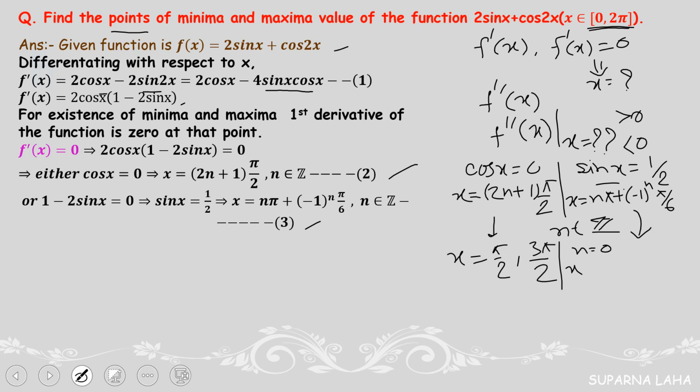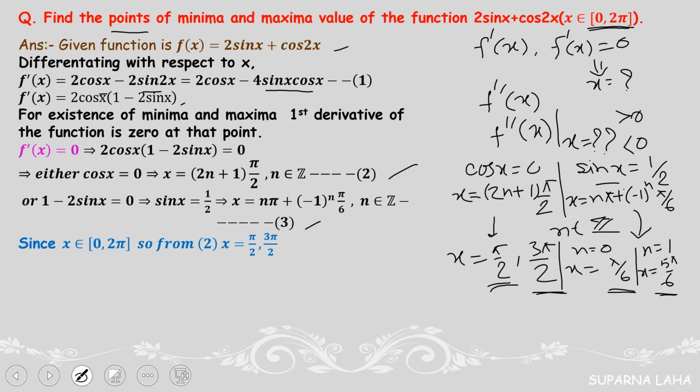Now for this part, put n equal to 0, you will find x is equal to pi by 6, and for n equal to 1, x is equal to 5 pi by 6. So that means for c we have these 4 values. We will find that for these 4 values f dash x will be 0. Now if f dash x is 0 at these 4 points, we need to check the second derivative of the function at these 4 points.